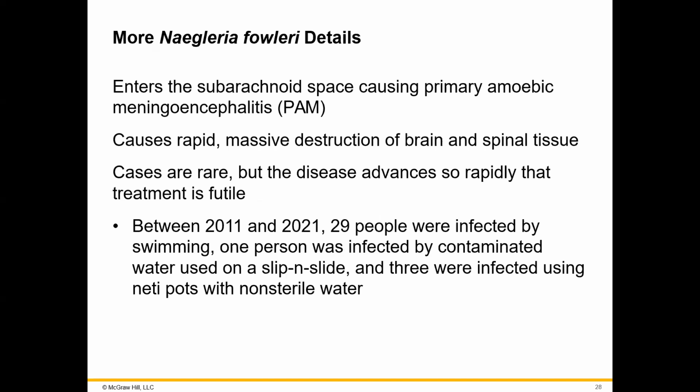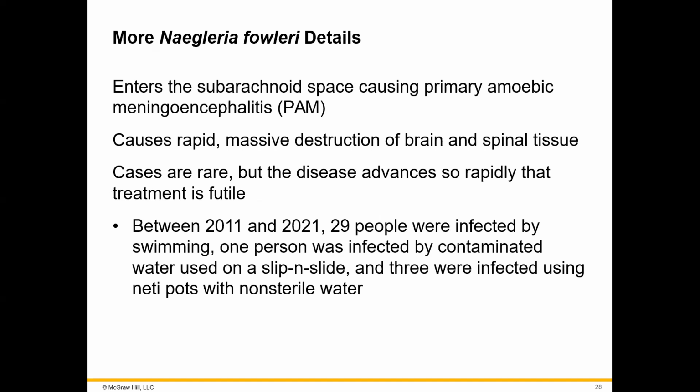And so PAM is primary amoebic meningoencephalitis. And so you do need to know the differences between PAM, and that it is caused by Naegleria fowleri, and GAM, which we'll talk about in just a second, which is caused by Acanthamoeba. So they're two different amoebas. They cause two different versions of amoebic meningoencephalitis.